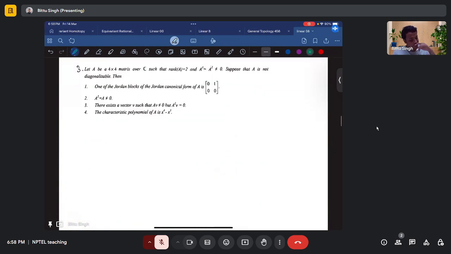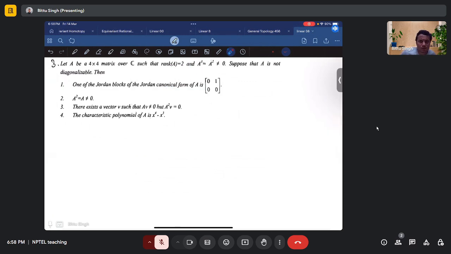So let us look at question number 3. Here the rank of A is 2, and given that A cube equals A square, non-zero. And also it is given A is not diagonalizable. So what are the Jordan blocks?